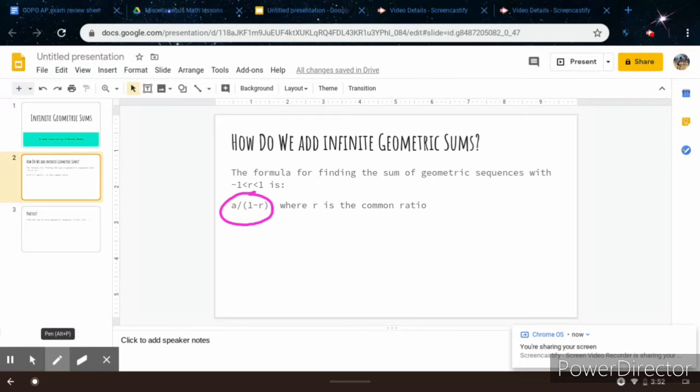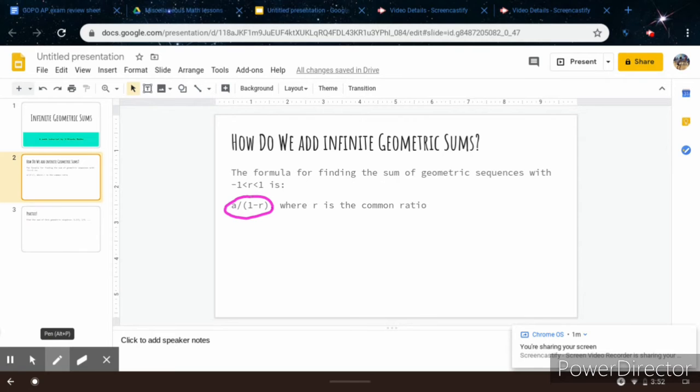Because, for example, if r, the common ratio, is not a fraction, let's just say it's 3, in our geometric sequence it's just 1, 3, 9, and so on, then it's just going to approach infinity. We can't calculate the sum, it just approaches infinity. So that's why it has to be a fraction. And I'll show you why in order to derive this formula, r has to be a fraction.